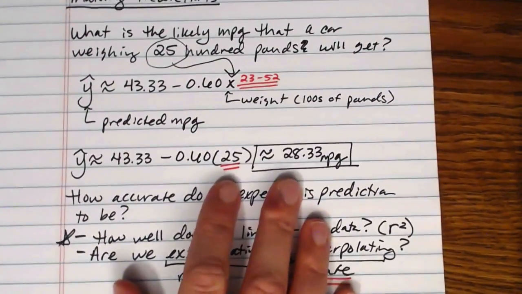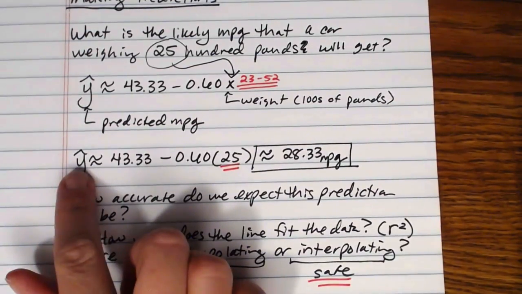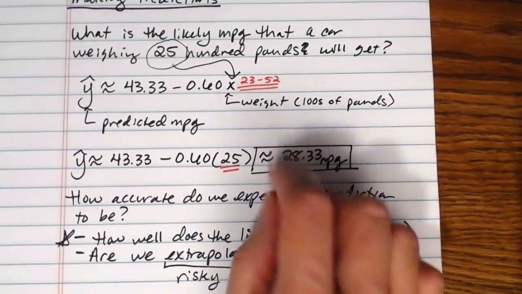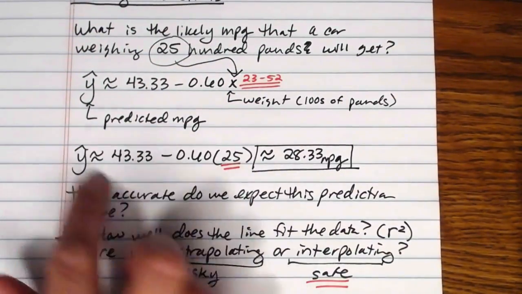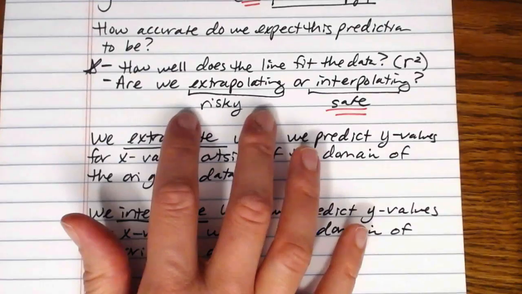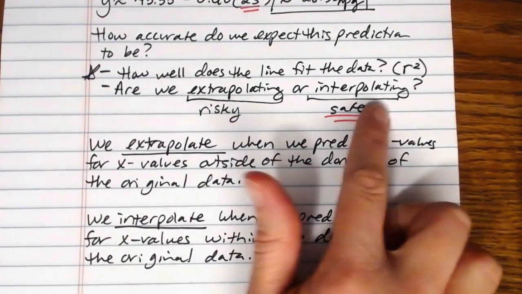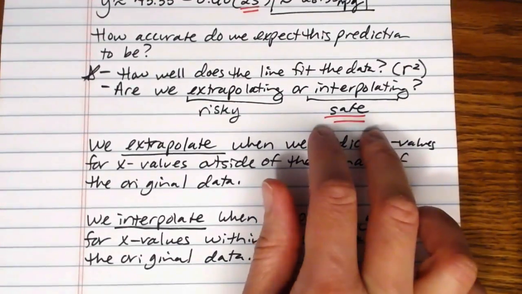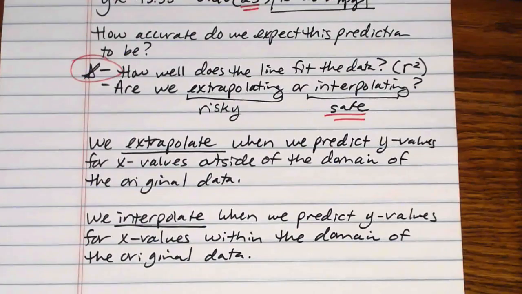If, on the other hand, I asked you to make a prediction for the miles per gallon for a car that weighs 6,000 pounds, well, we didn't have any data going out that far. So I don't know if this line is valid for data values in that area. And so that would be risky. It's possible that it would be a decent prediction, but we wouldn't know that. Okay? But again, two things to consider. Are we extrapolating or interpolating? Interpolating safe, extrapolating risky, but also how well does the line fit? So you'll want to take a look at the next video for that discussion.